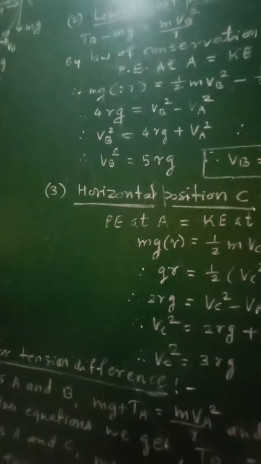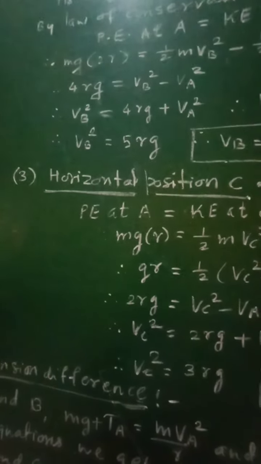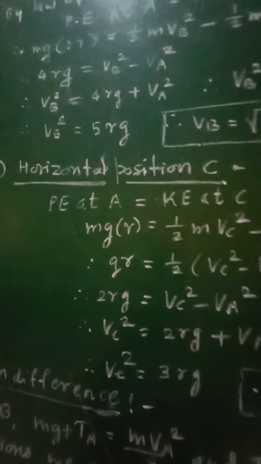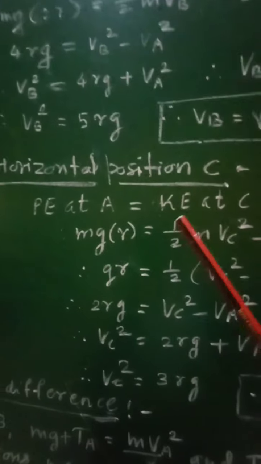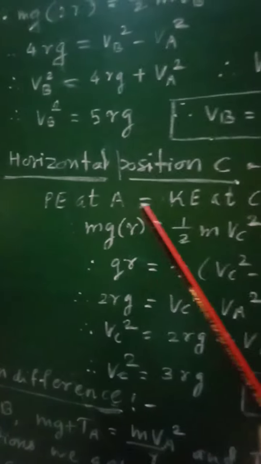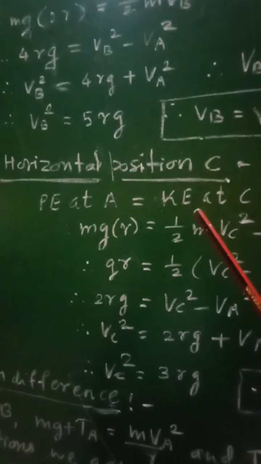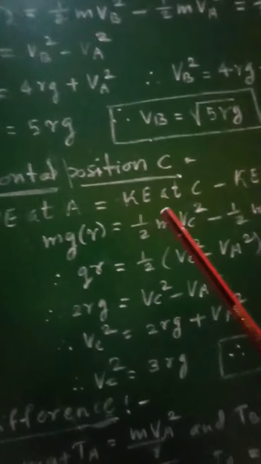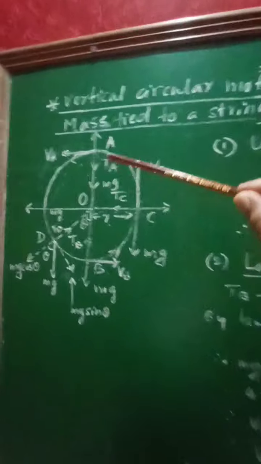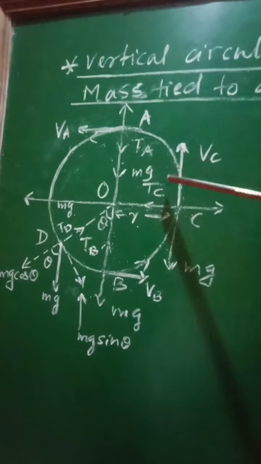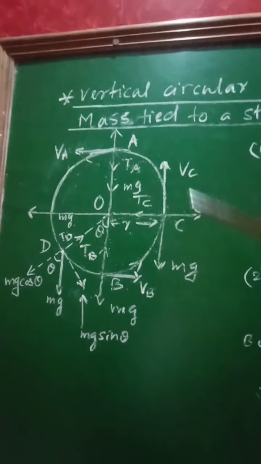So this is the value of the velocity of that bob at position B. Now consider the third position, that is horizontal position C. Along the horizontal diameter of that circular path, again we have to use the law of conservation of energy. In this case, we consider point A and point C. Point A will be the topmost position, and point C will be along the horizontal diameter.